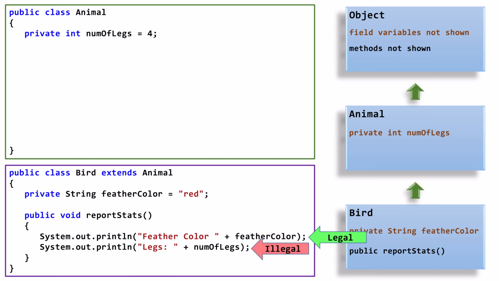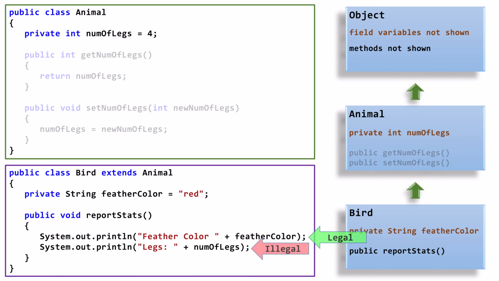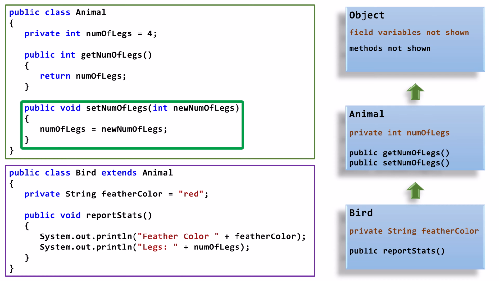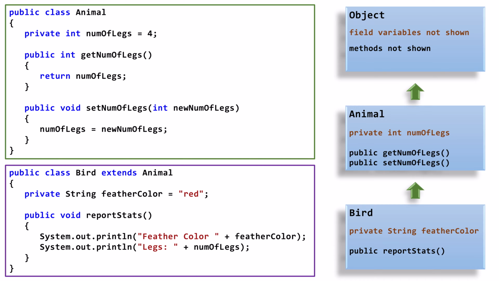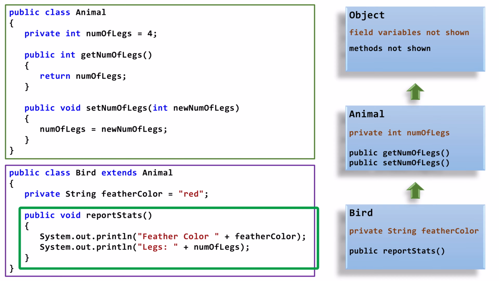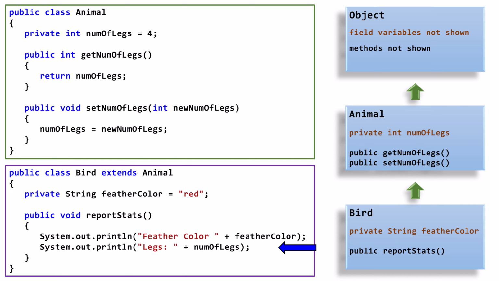Let's see what we can do to make this work. First, we're going to make some changes to the Animal class. We create public getter and setter methods. These public methods are inherited to Bird and thus accessible to methods inside the Bird class. Back in the Bird class, the reportStats method still can't directly access the numOfLegs variable. We replace the variable name with a call to the getter method to retrieve the value of the numOfLegs field.